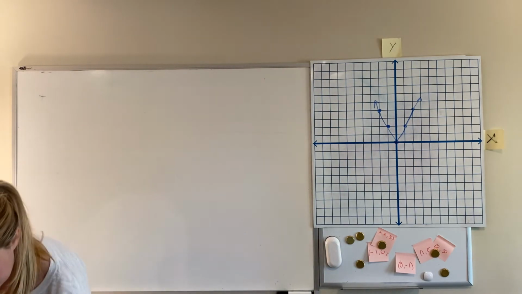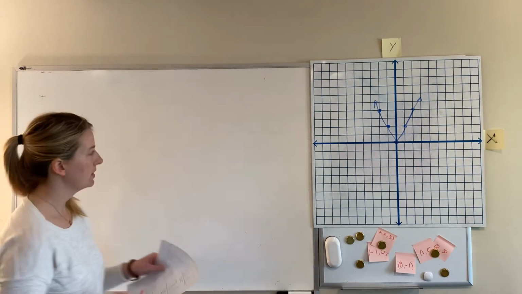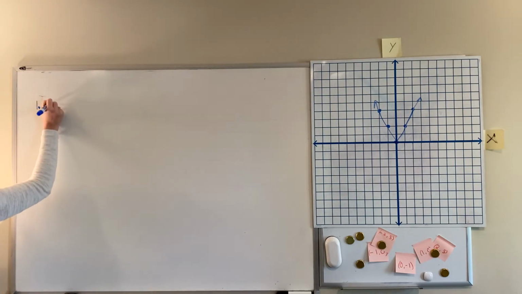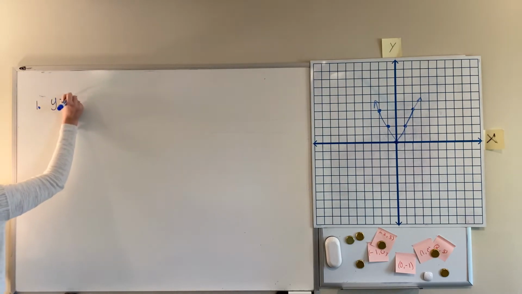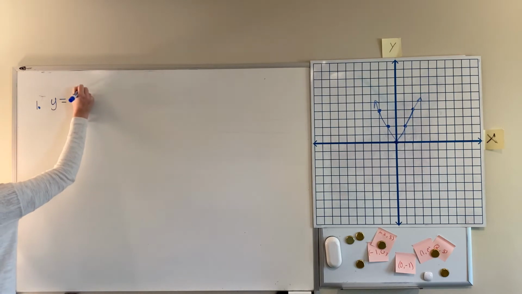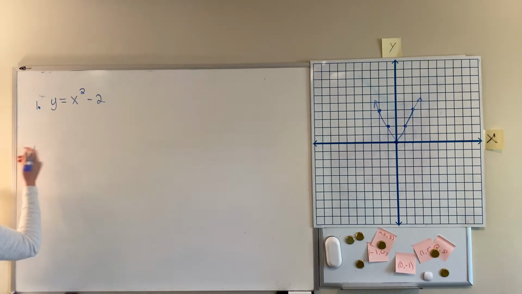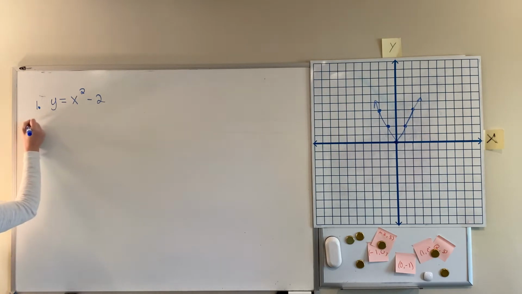Alright. The first one they give us is y is equal to x squared minus 2. Now I want you to ask yourself, is this going to take a U-shape or a V-shape graph? Take a second and think that through while I draw it out.